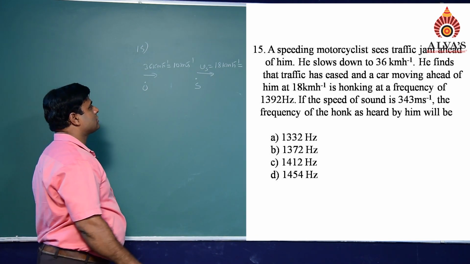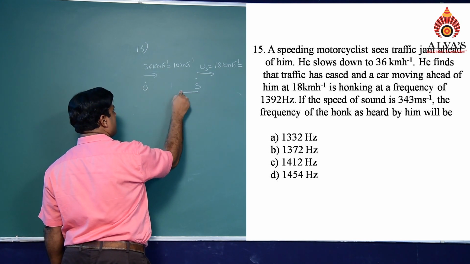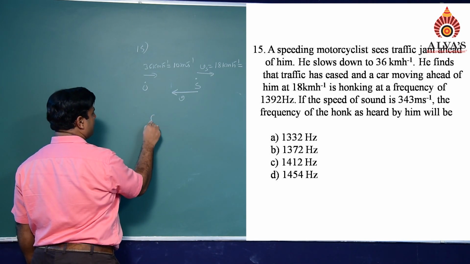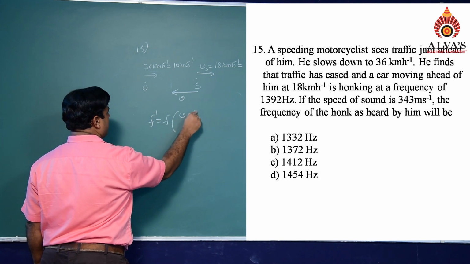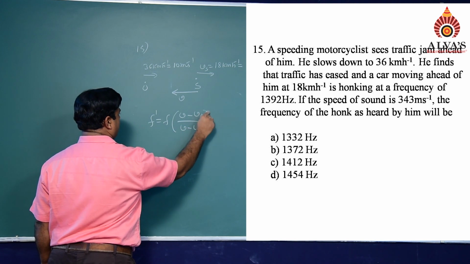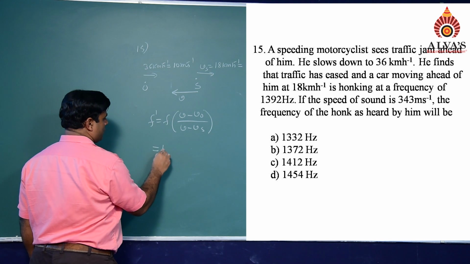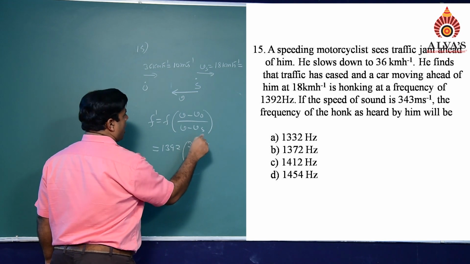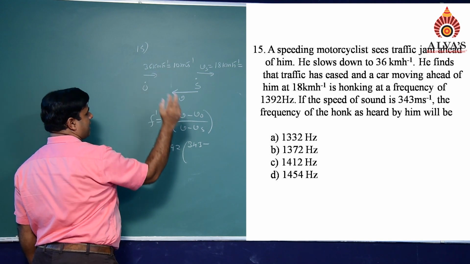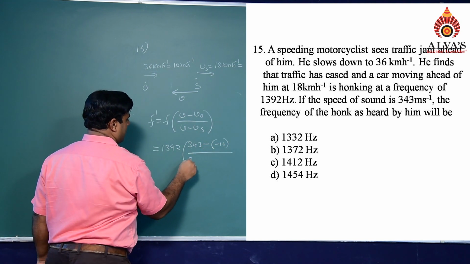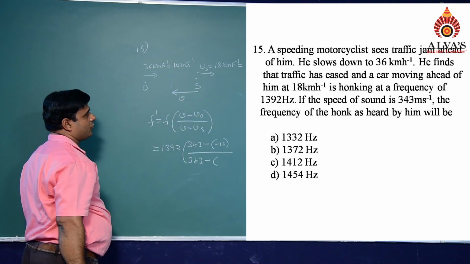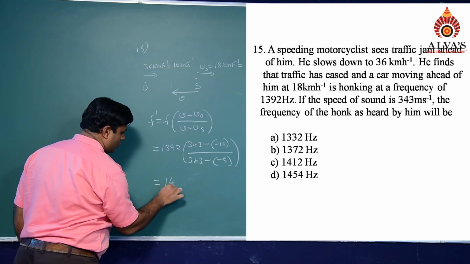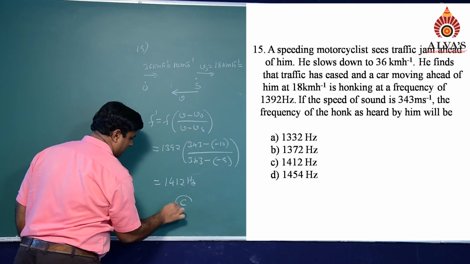Now the second car produces the sound that should be heard by the first observer. So sound should move towards the observer. Frequency of the sound heard by the observer is given by f into (v minus v0) by (v minus vs), where f is the true frequency, which is 1392. Velocity of sound is given 343. Observer is moving opposite to the sound, should be taken negative, minus 10. 343 minus, source is also moving opposite to sound, should be taken negative, minus 5, which is equal to 1412 hertz. So the answer is C.